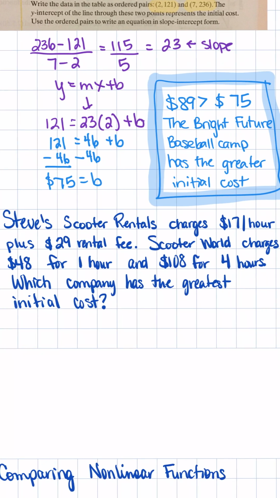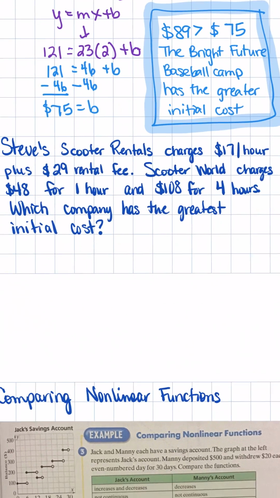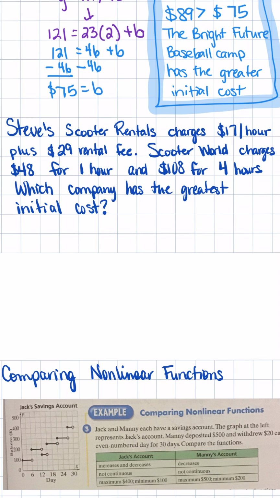Okay, so see if you can figure this one out on your own. Steve's scooter rental charges $17 per hour plus $29 rental fee. Scooter World charges $48 for 1 hour and $108 for 4 hours. Which company has the greatest initial cost? See what you can do, similar to the one above it, and come back to me when you're done.